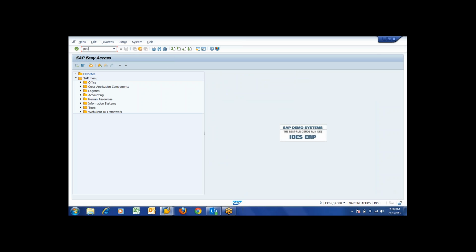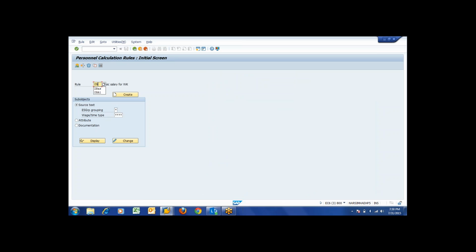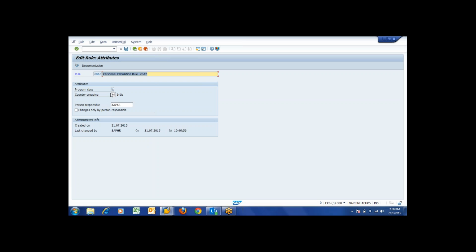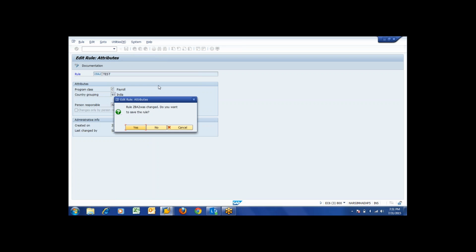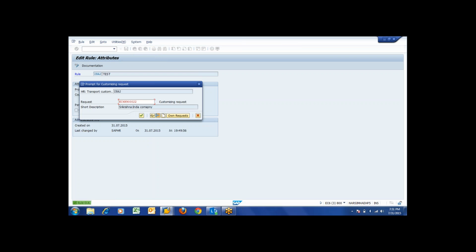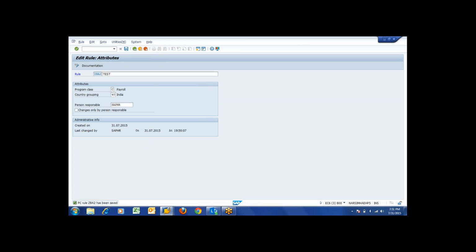So let us go on to writing a PCR. I am giving the characteristics for payroll because as of now we are using Indian payroll, so I have given the country.